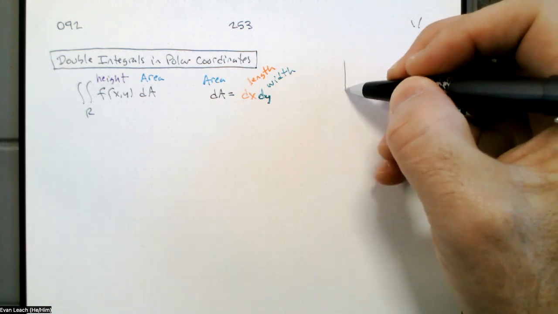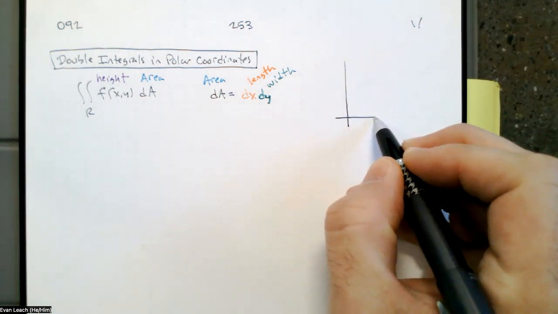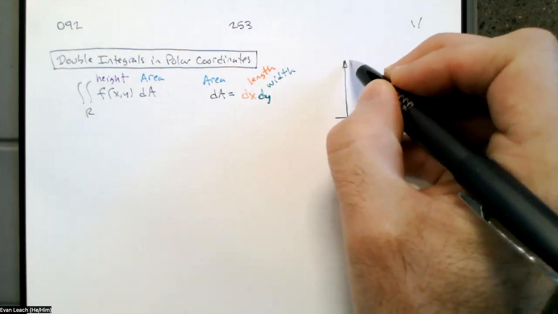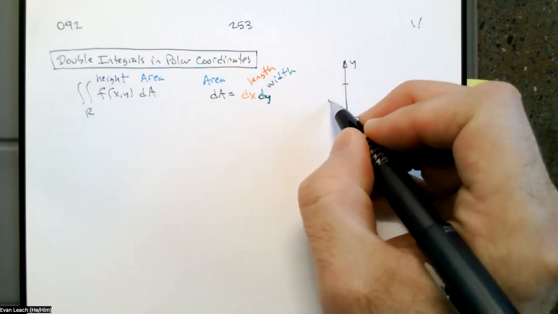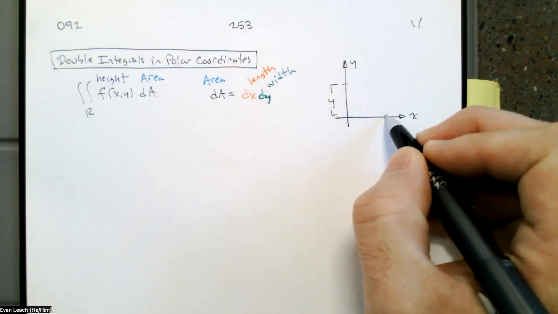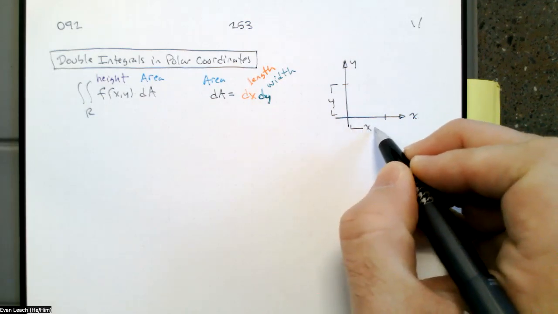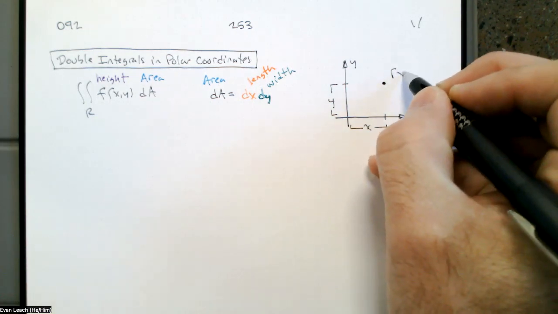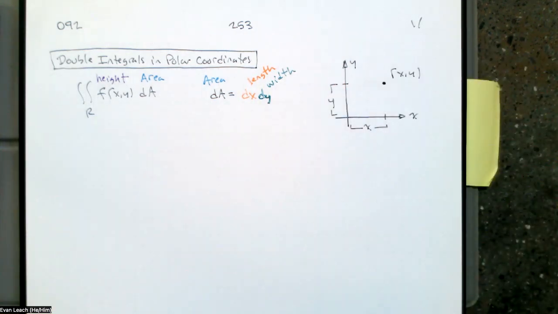So if I have a rectangular coordinate system, I mark locations in space with two different distances. And we say the coordinates there are x, y. I am marking that location with two different distances. Polar coordinates work differently. In polar coordinates, I use one distance and an angle.